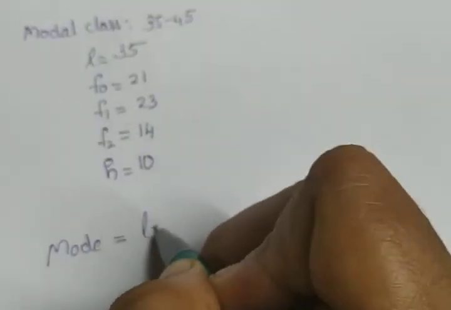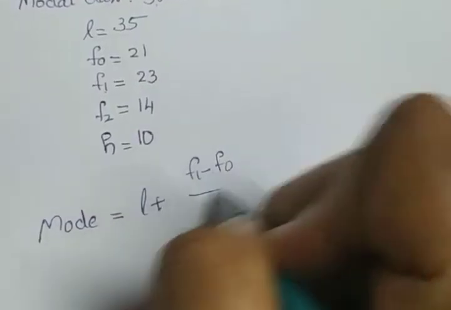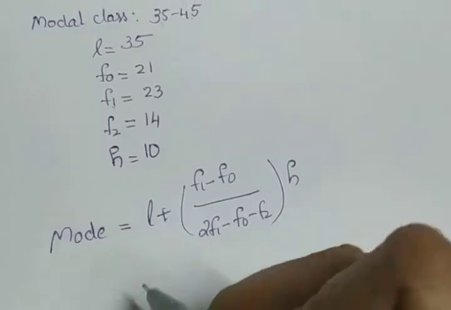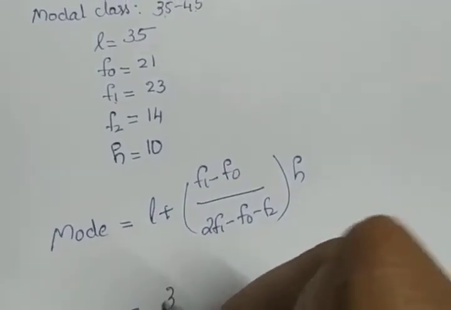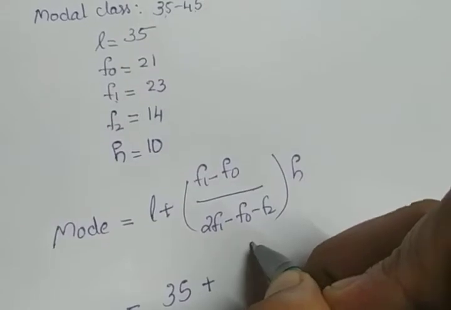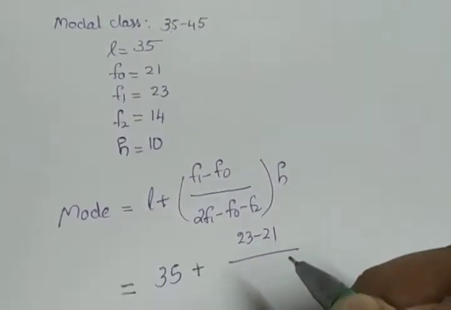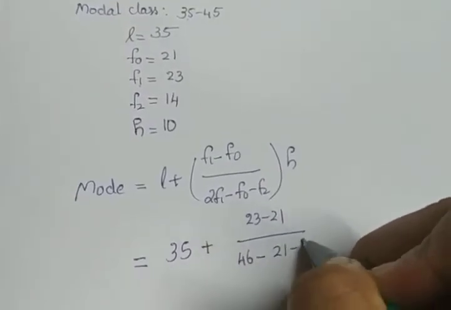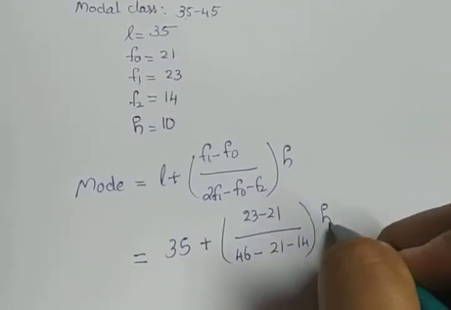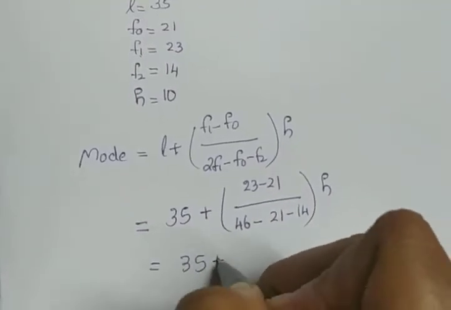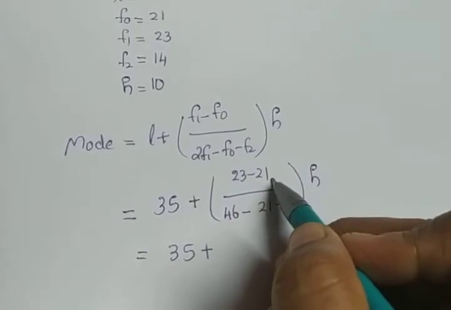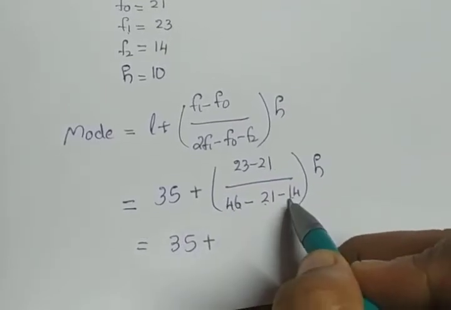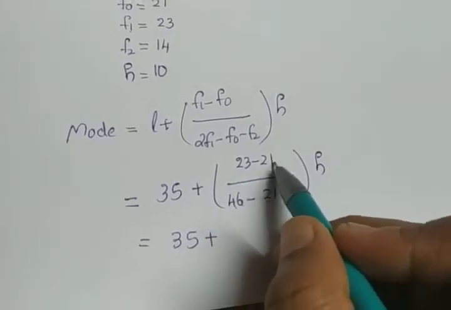Mode is equal to L plus (F1 minus F0) divided by (2F1 minus F0 minus F2) into H. Just apply the values and calculate the answer. L is 35, plus F1 minus F0 means 23 minus 21, divided by 2 into 23, which is 46, minus 21 minus 14, into H. That is 35 plus 2 over, 46 minus 21 and 14, which is 35, so 46 minus 35 gives 11. So the value is 2 by 11 into H.